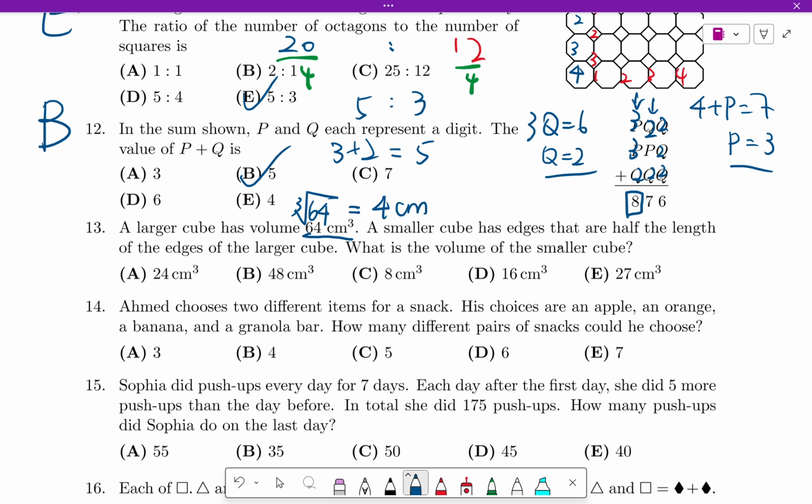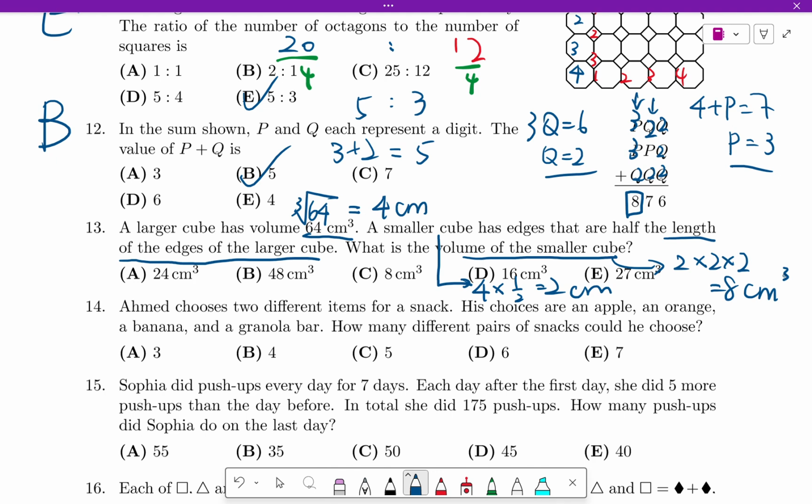And the smaller cube has edges that are half the length of the edges of the larger cube, and we just calculated the length of the edges of the larger cube is 4 centimeter. So the edge length of the smaller cube would be equal to 4 times 1/2, which is 2 centimeter. And the volume of the smaller cube will be equal to 2 times 2 times 2, which would be equal to 8 centimeter cubed.